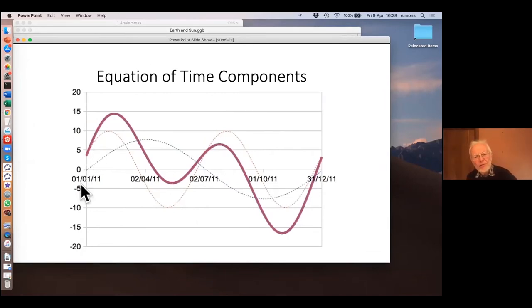Summarizing, this is the equation of time. It has an annual component caused by the eccentricity of the orbit and a 6 monthly component caused by the tilt of the axis. Okay, now I said at the beginning that the analemma is the equation of time written in the sky. So let's have a look at that.